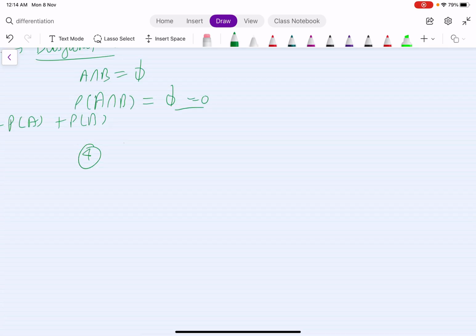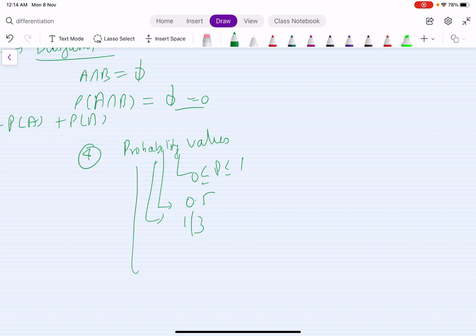Then the fourth one is probability values. The first thing that we have learned is that probability is going to be between 0 and 1. It can be a fraction, it can be a decimal, like this it is possible. It cannot be negative, because obviously it cannot be less than 0. It can be a percentage also.